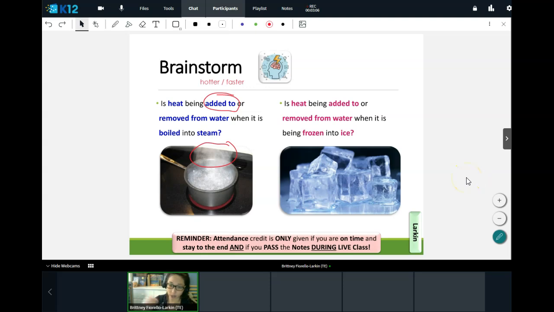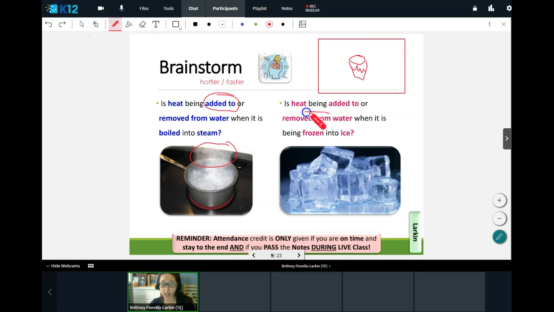Now let's think about the reverse. All right. Let's say that we put our water into a freezer. What is the freezer trying to do? Is it trying to add heat or remove heat from the water? All right. So here's my freezer. Here's my cup of water. What is going on here? What is the freezer doing? Yeah, it's trying to take away heat or remove that heat, absolutely.